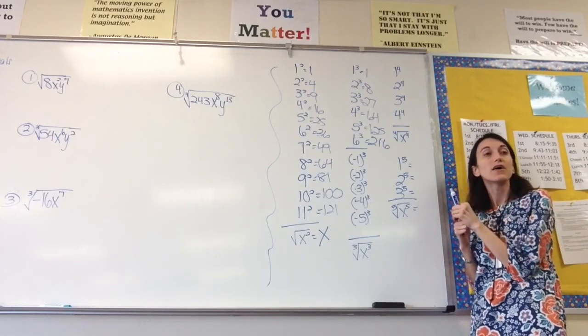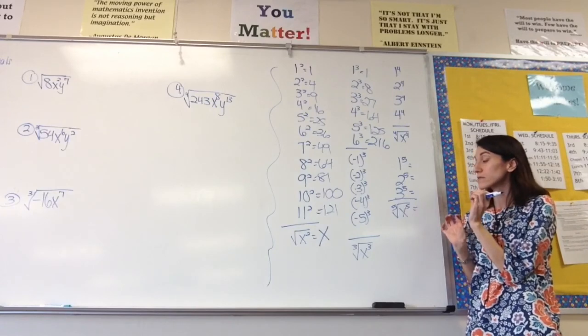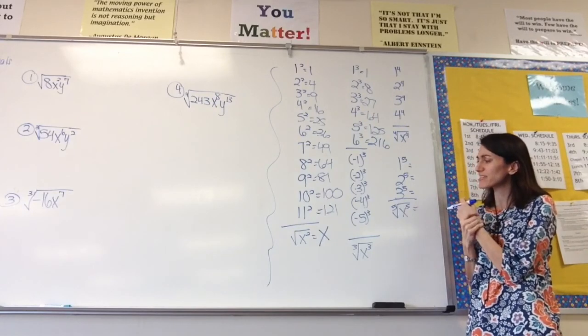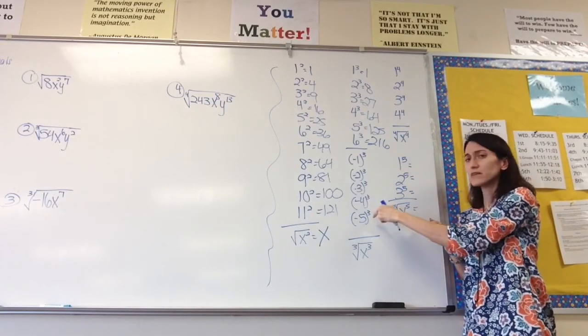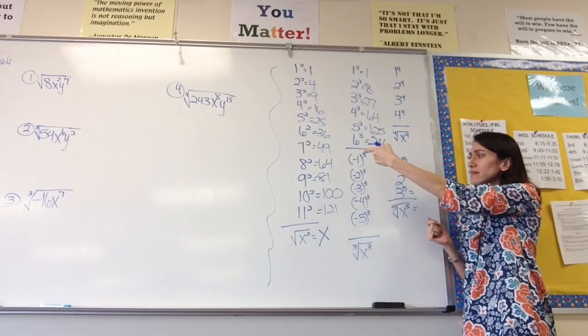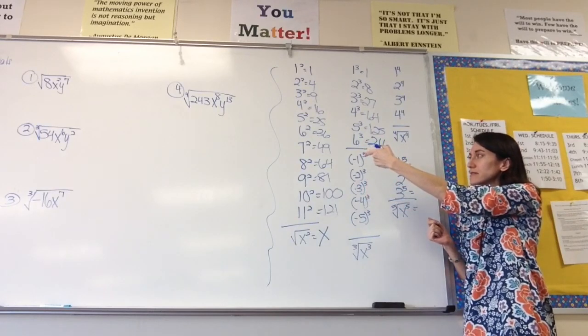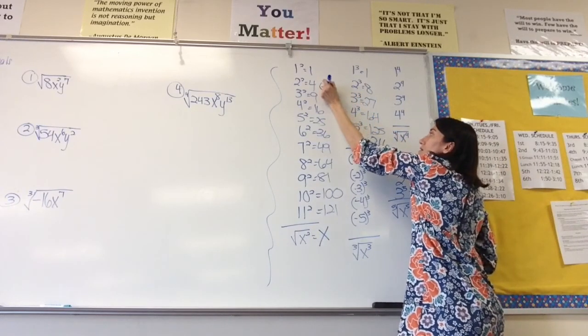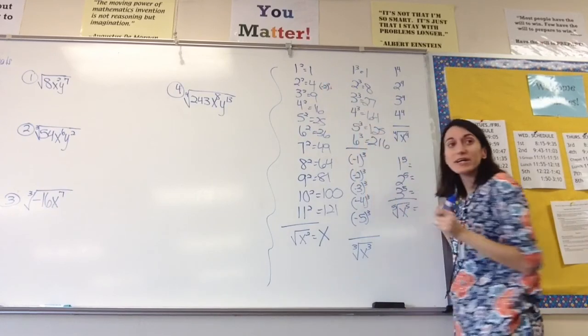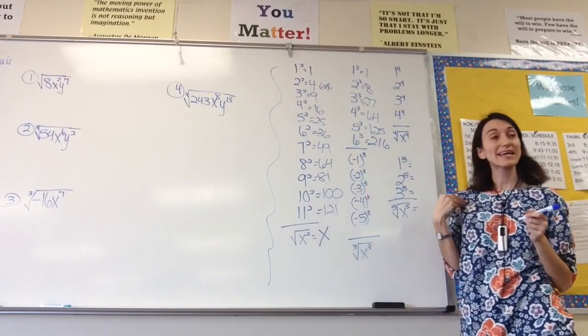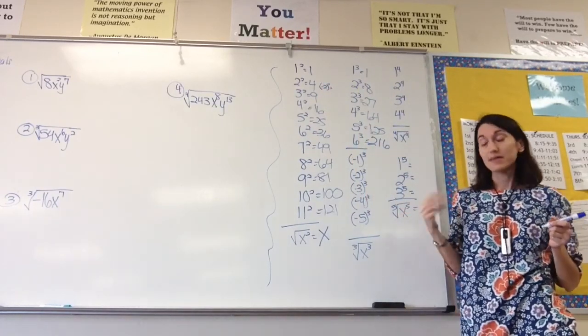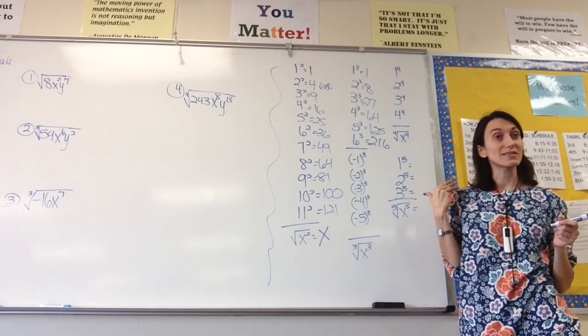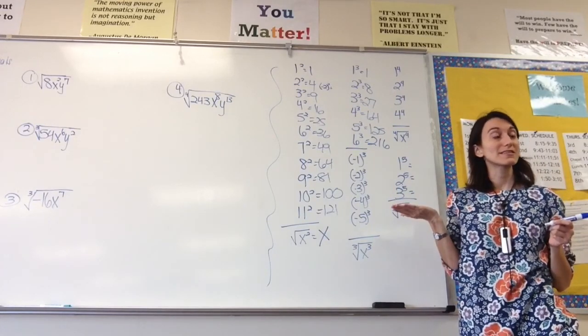Now, you guys, why did I have to put the negatives here, but I didn't put the negatives over there? Because you can't have a negative square root. If you square a negative, it's positive. What's negative 2 squared? 4. Negative 3 squared? 9. Negative 4 squared? 16. It's the same, right?